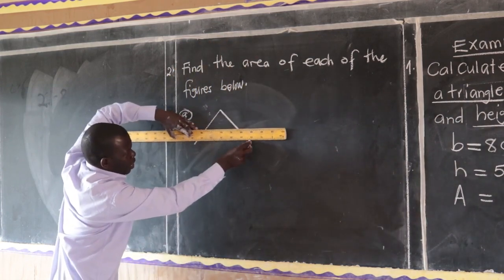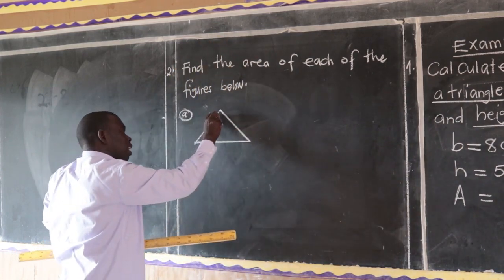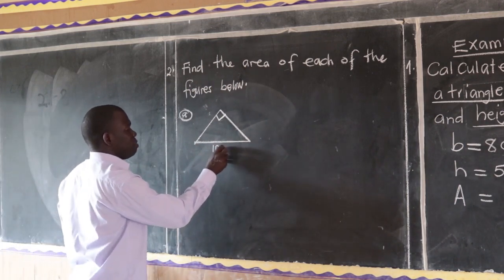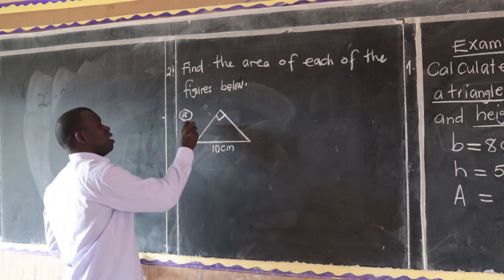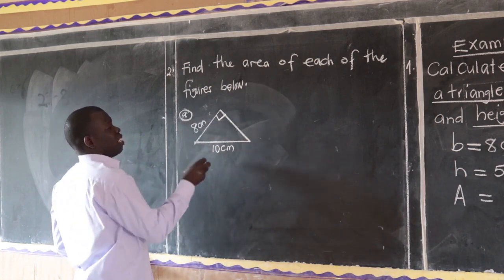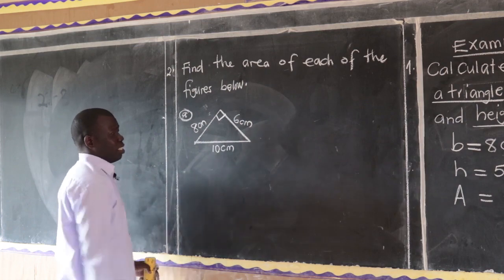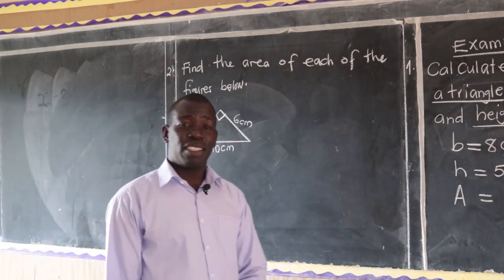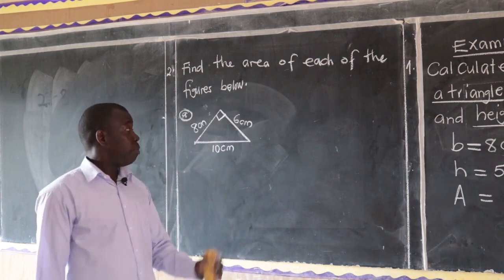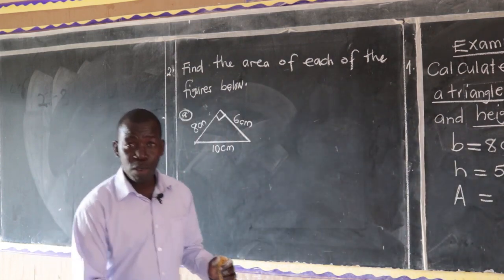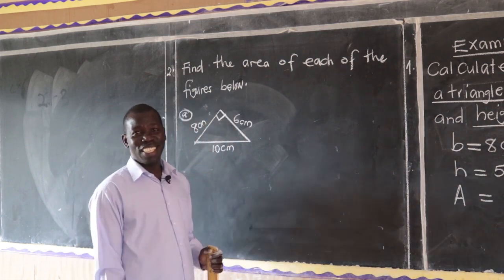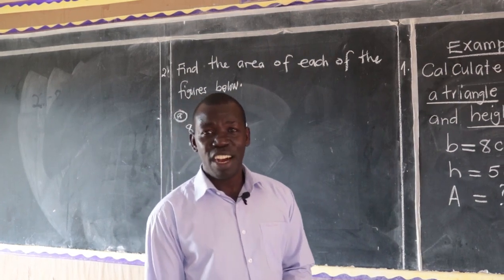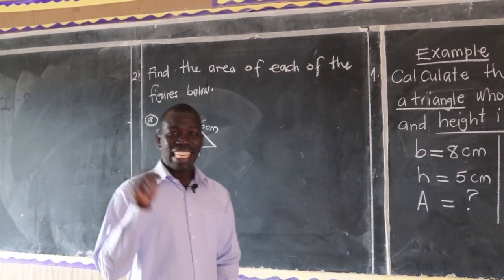It was like this. Good. It was like that. I can have this as 10 centimeters. This one is 8 centimeters. And this is 6 centimeters. Children, look at that. What is the base? Can we say the base is 10 because it is down at the bottom? No. Remember what I said? I said the base and the height of a triangle meet at a right angle.